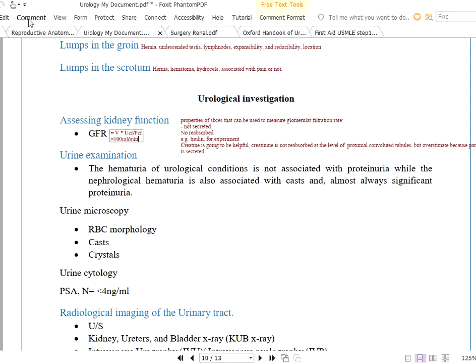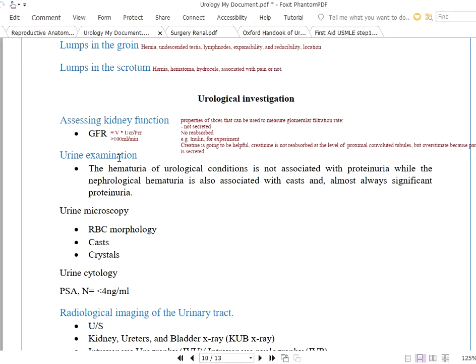So let's move on to another part, urinary examination. Why do we need to do urinary examination? We need to do it because urine may contain blood, which may be visible or non-visible. Also, it may contain protein, proteinuria. Some patients may have hematuria associated with proteinuria, while other patients may have hematuria not associated with proteinuria. So you need to investigate those pathological causes, which may be different.